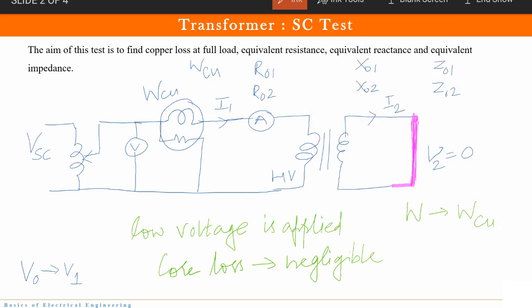Then I get the ammeter reading, which gives me the primary current. Then I get the voltmeter reading, which gives me the short circuit voltage. Actually, short circuit voltage does not mean this, it is the voltage which is applied at the input. Now, why do we require it? Because we need to know how much voltage is getting applied. Fine. So, is it clear?